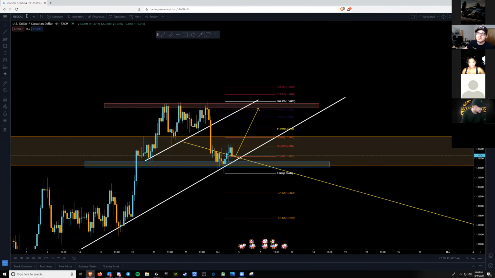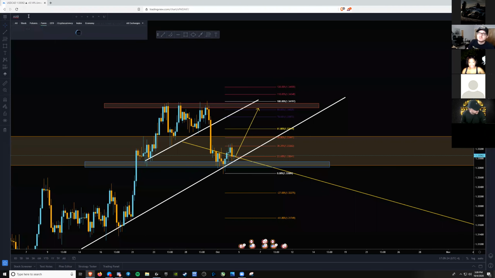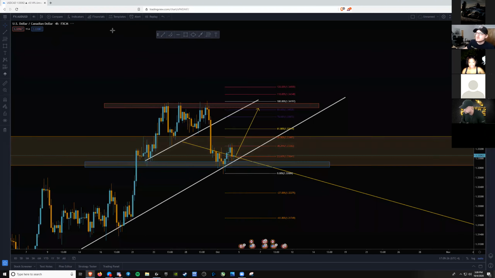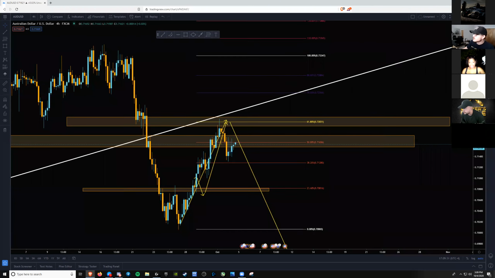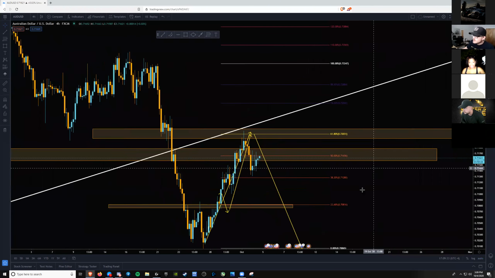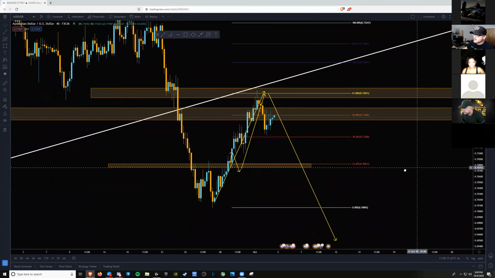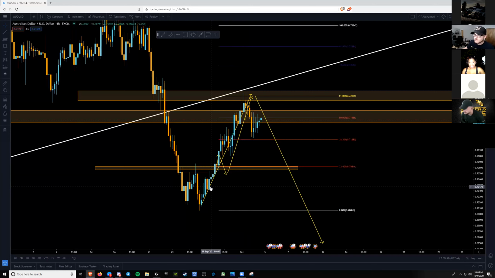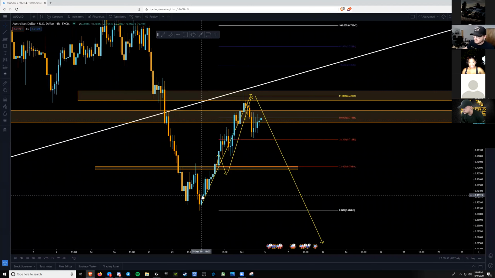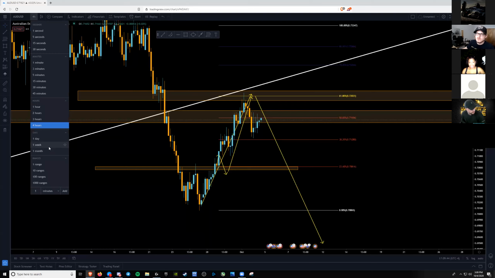AU. Ooh, this is looking... I have all these old markups on here. We wicked into this level that I had drawn from last week. Cool, cool.